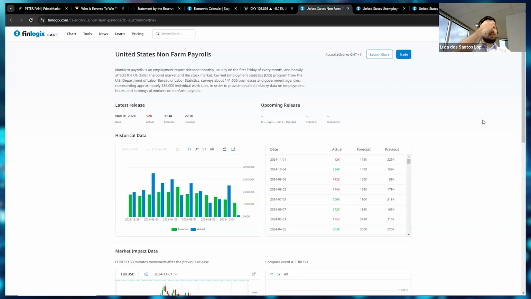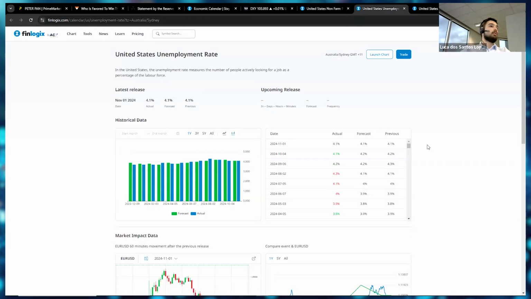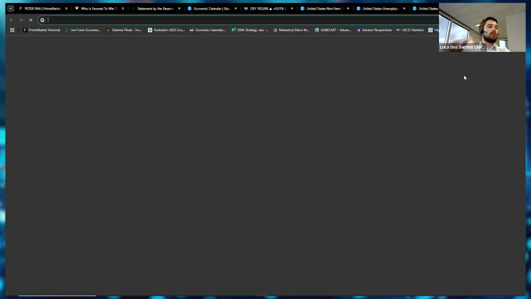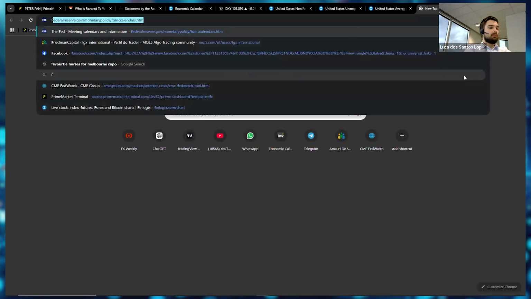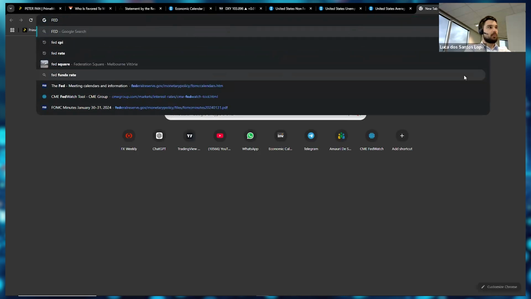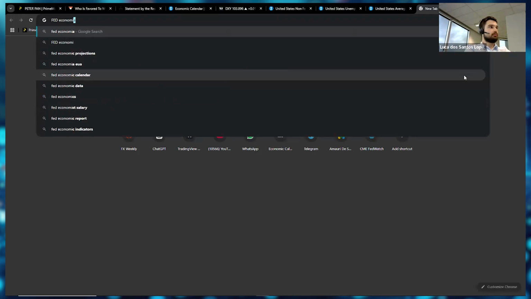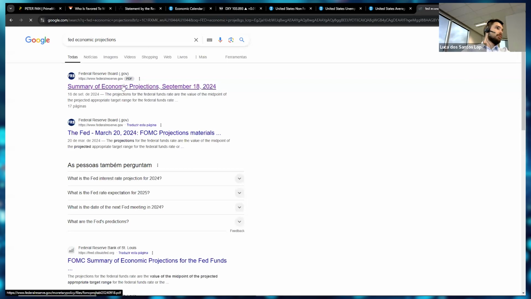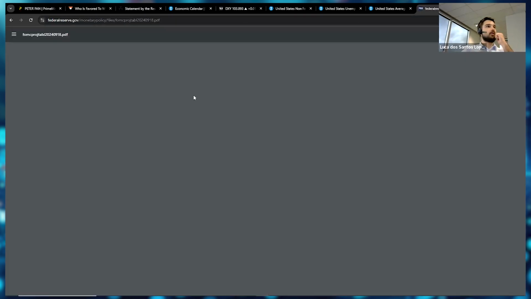But the second thing I want to analyze is the unemployment rate, maintaining at 4.1%. On the expectations of the Federal Reserve, I don't know if you guys remember, but we had an analysis maybe a month ago. Let's just bring it up. The Fed's economic projections, summary of economic projections. That was in September, so 2 months ago.